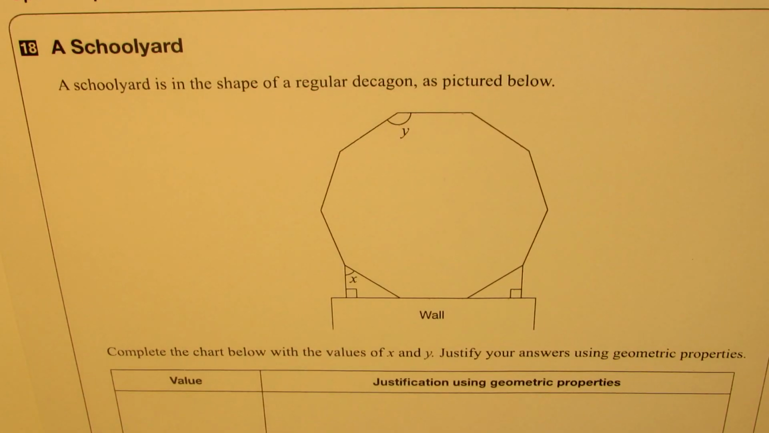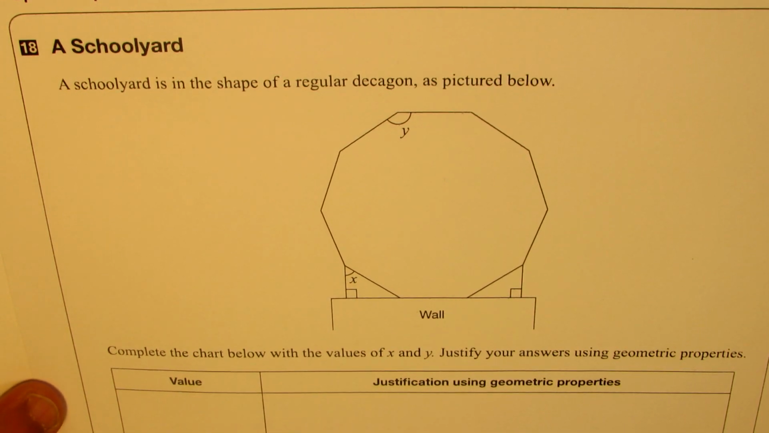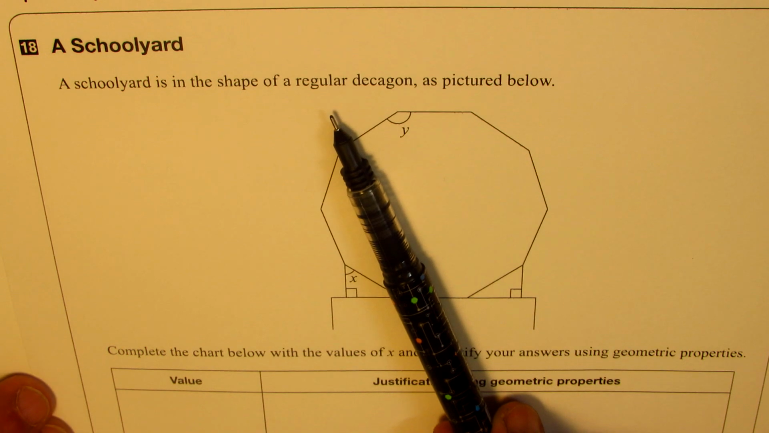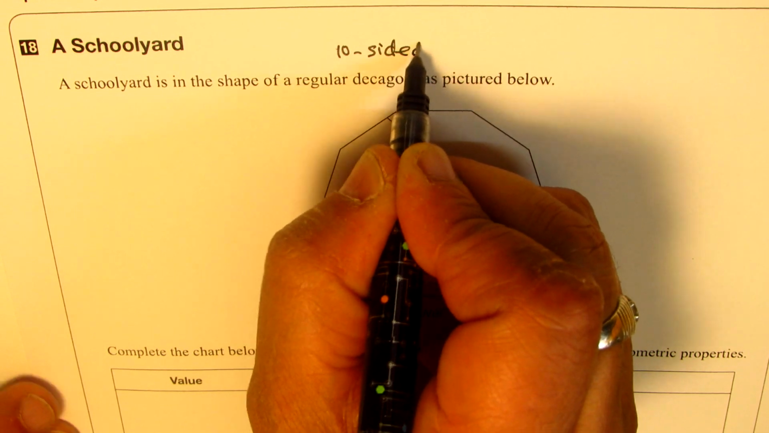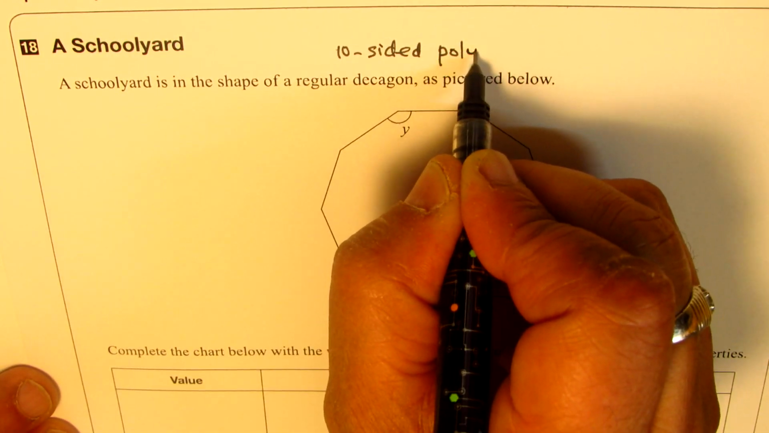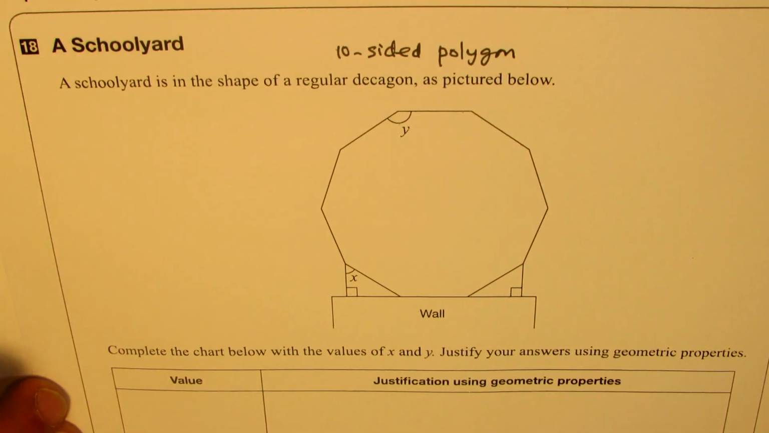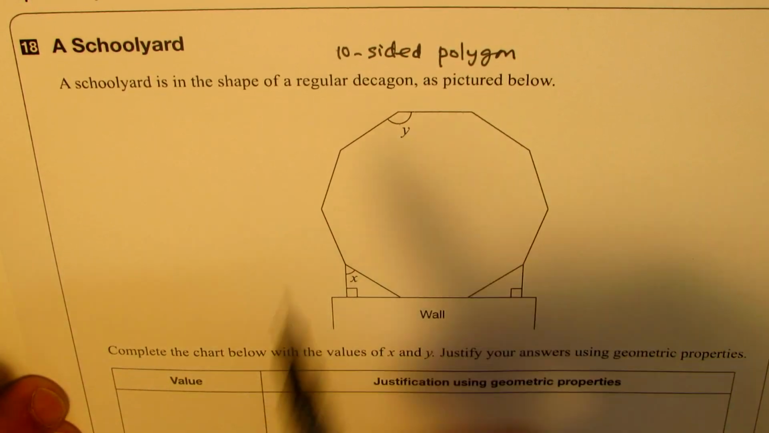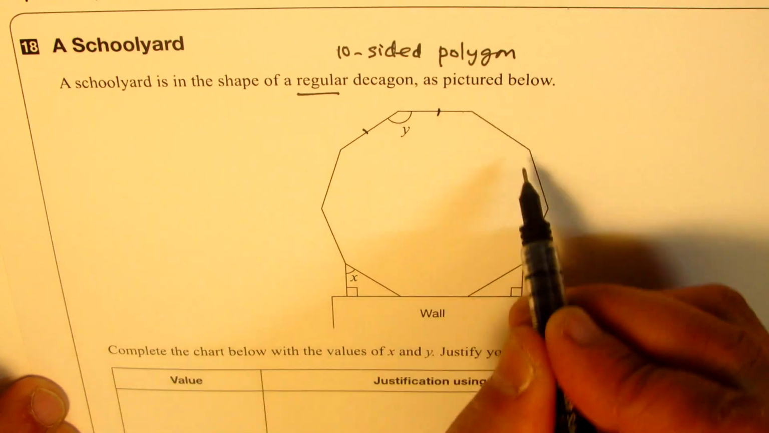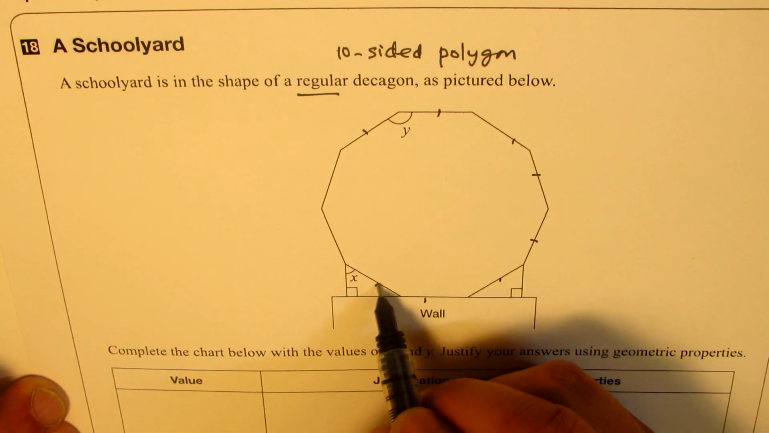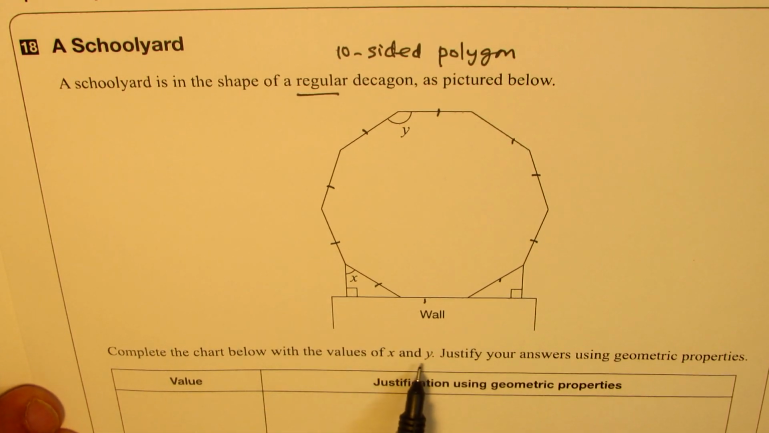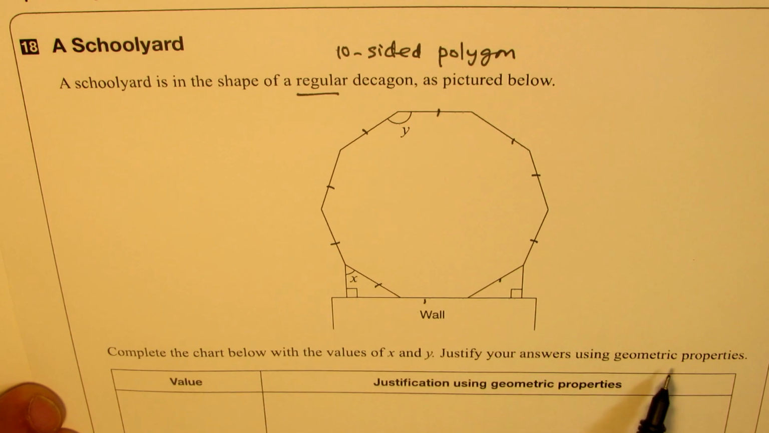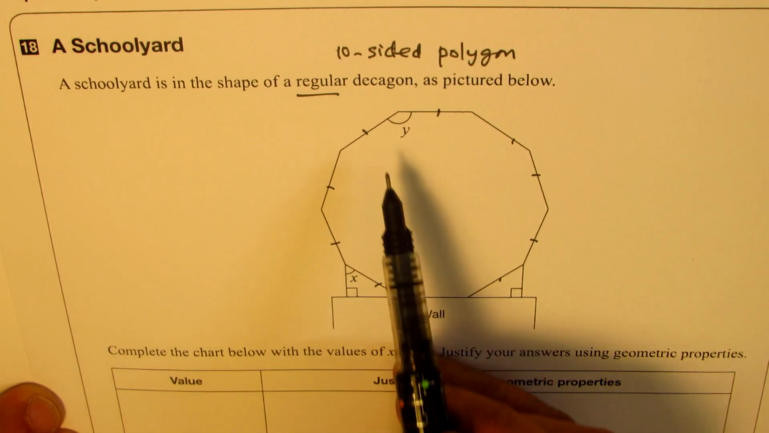Now this is the last question of open response, question number 18, a schoolyard. A schoolyard is in the shape of a regular decagon. Decagon means 10-sided figure, right? Ten-sided polygon, as pictured below. Regular means all sides are of equal length. All angles will also be equal, right? That means regular. Complete the chart below with the values of x and y. Justify your answer using geometric properties. So we need to find what is x and what is y.